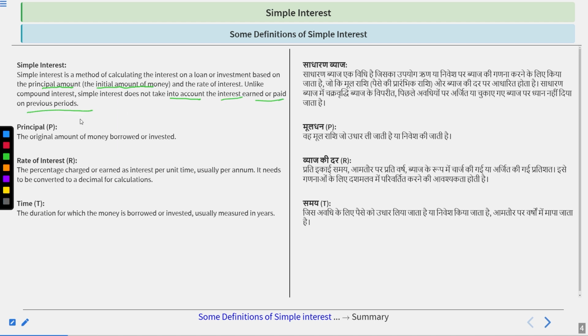So what is the principal? The original amount of money borrowed or invested. The principal amount is the amount you borrowed or invested in any bank or institution. The rate of interest is the percentage charged or earned as interest per unit time, usually per annum. It needs to be converted to a decimal for calculation. Time, T, is the duration for which the money is borrowed or invested, usually measured in years.